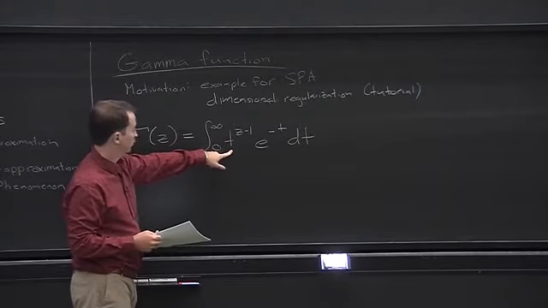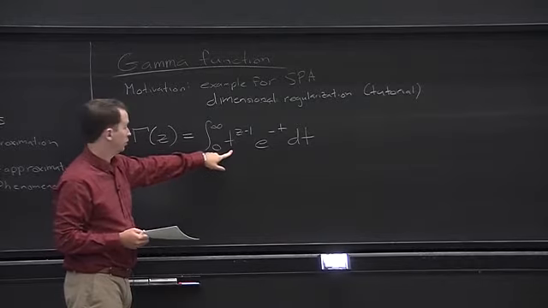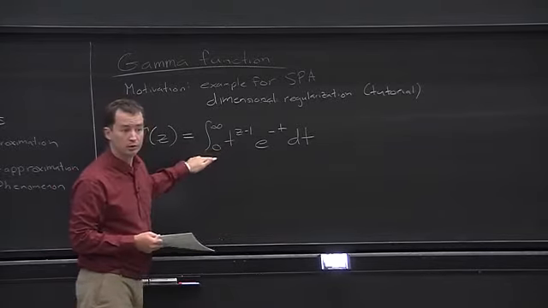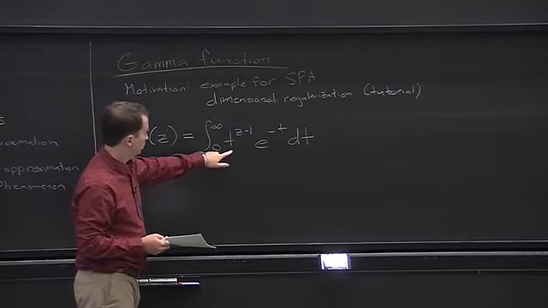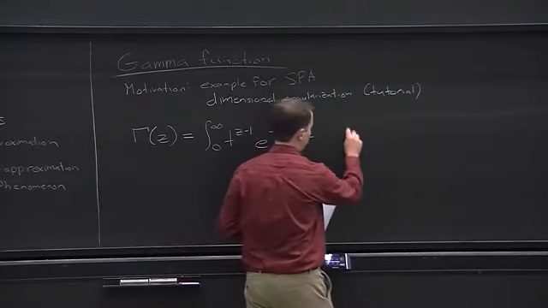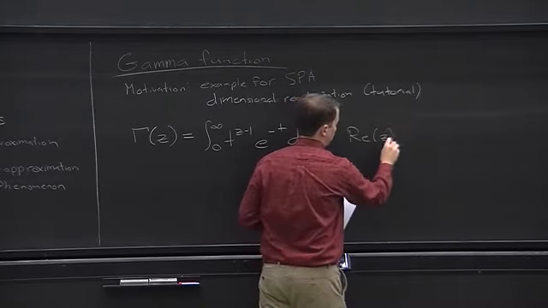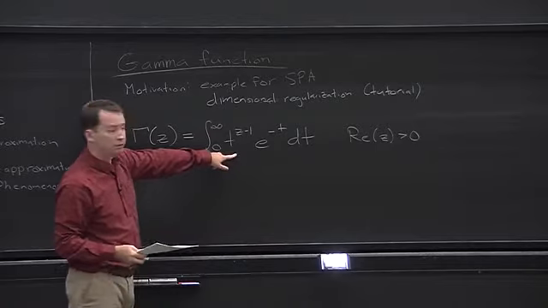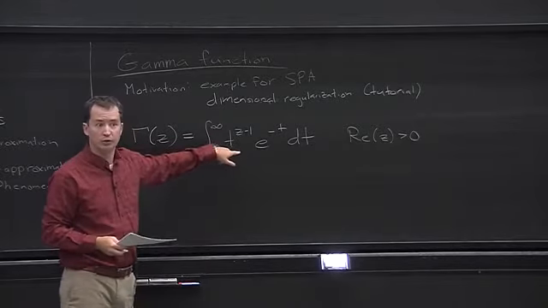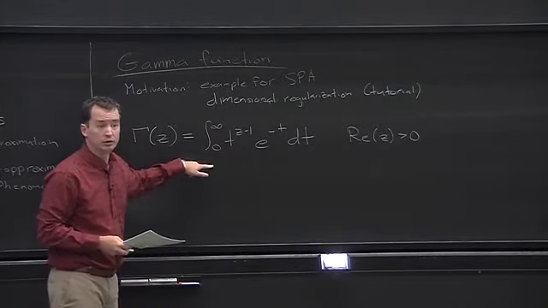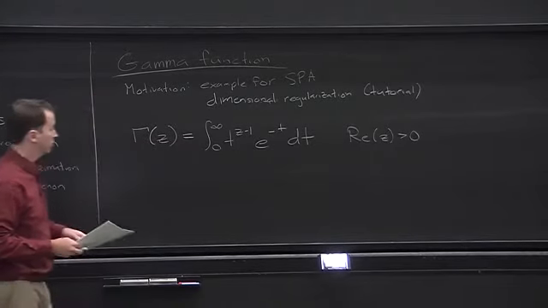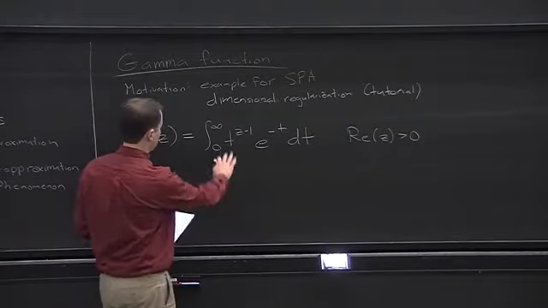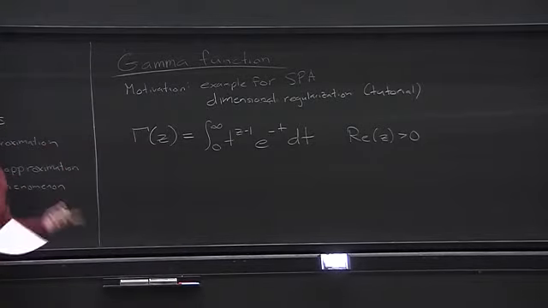If z has a negative real part, then this won't be integrable near t equals 0. But as long as the real part of z is positive, then even if the integrand blows up, it'll be integrable near t equals 0, and this integral will make sense and converge. So this is a definition of the gamma function on half of the complex plane.